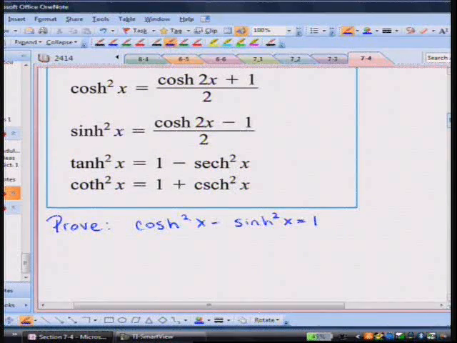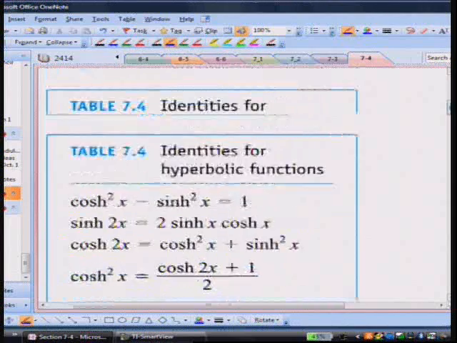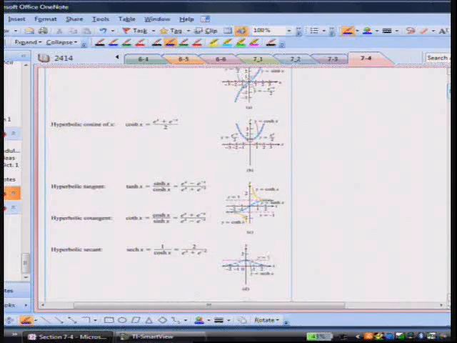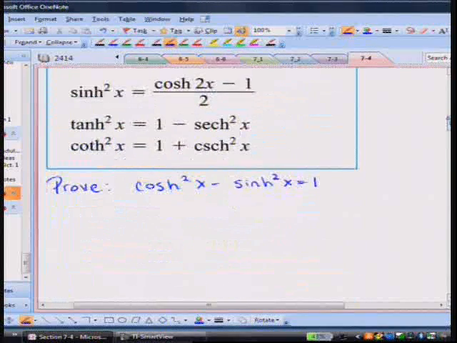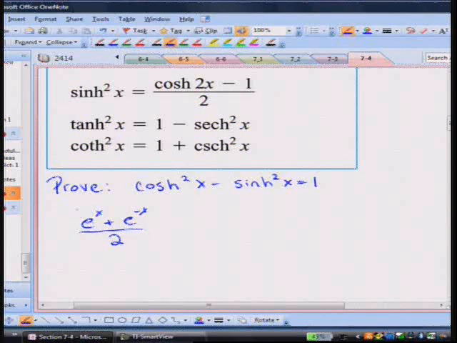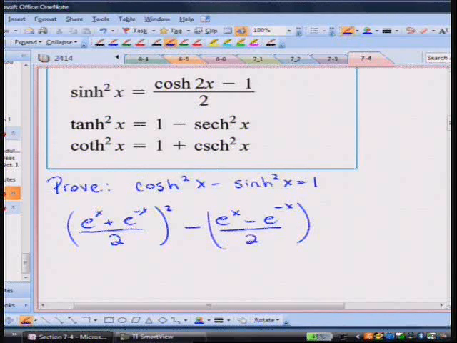Okay, what you want to do is start with their definitions, what the definition of the hyperbolic cosine is. Well, we were just told that it was e to the x plus e to the negative x divided by 2. So we're going to say e to the x plus e to the negative x divided by 2, and then we're going to square that. And then we're going to subtract e to the x minus e to the negative x divided by 2, and we're going to square that.